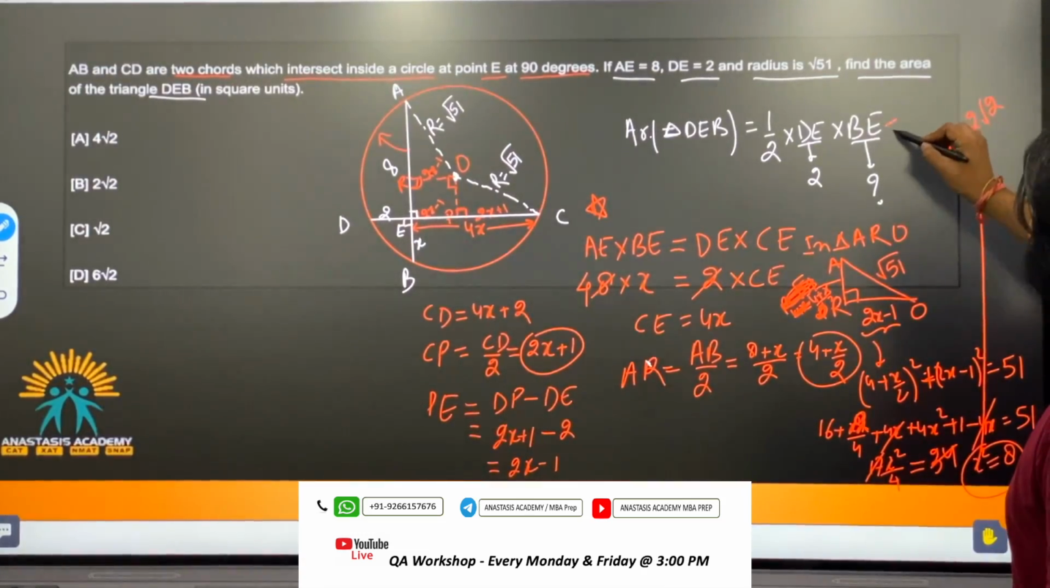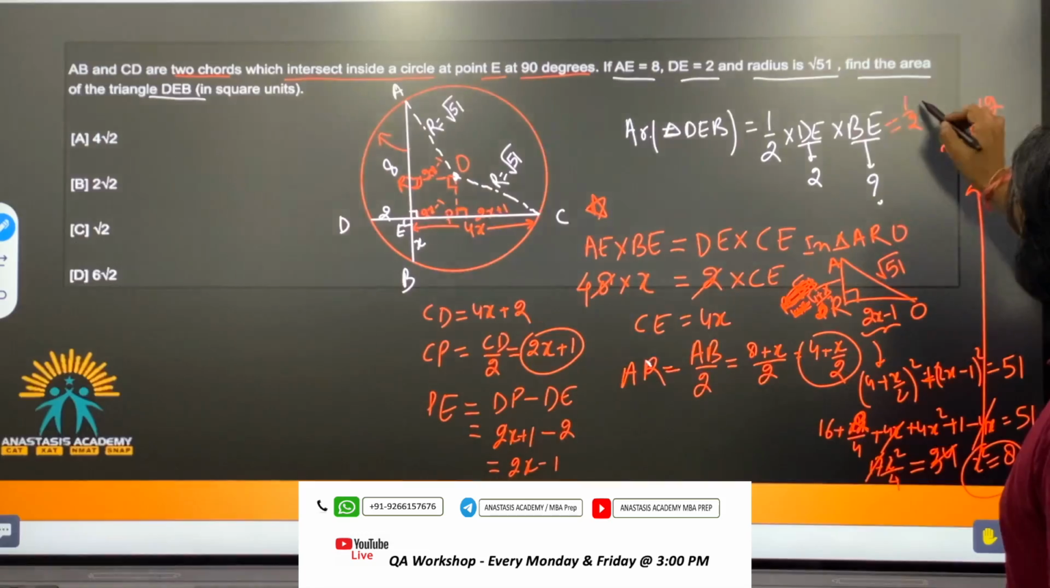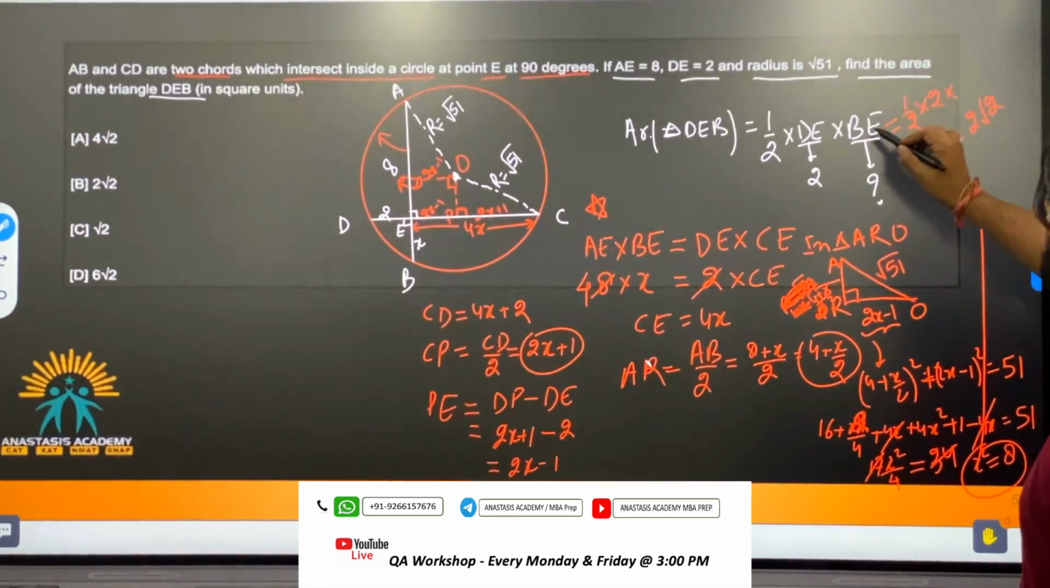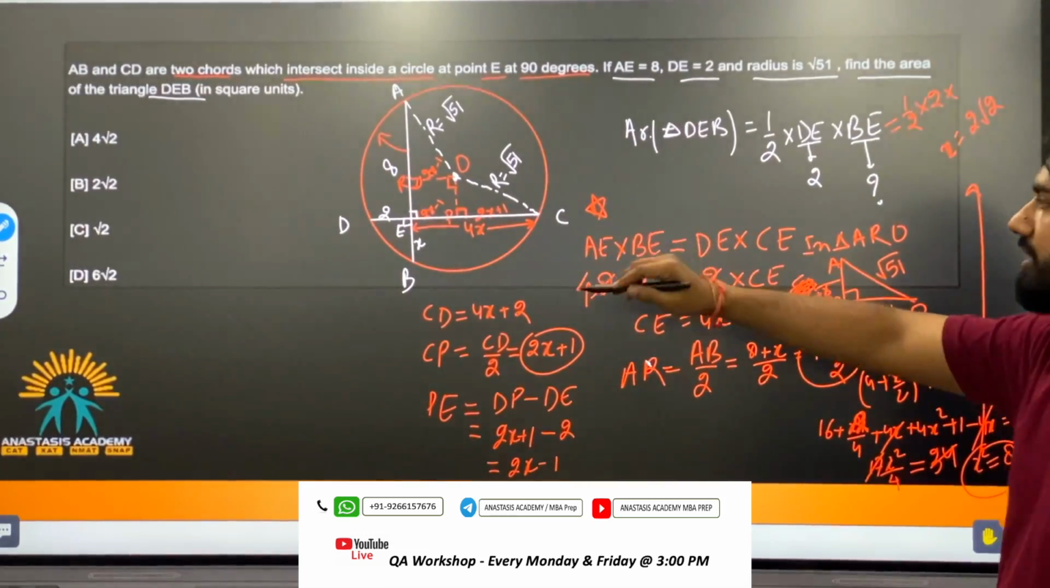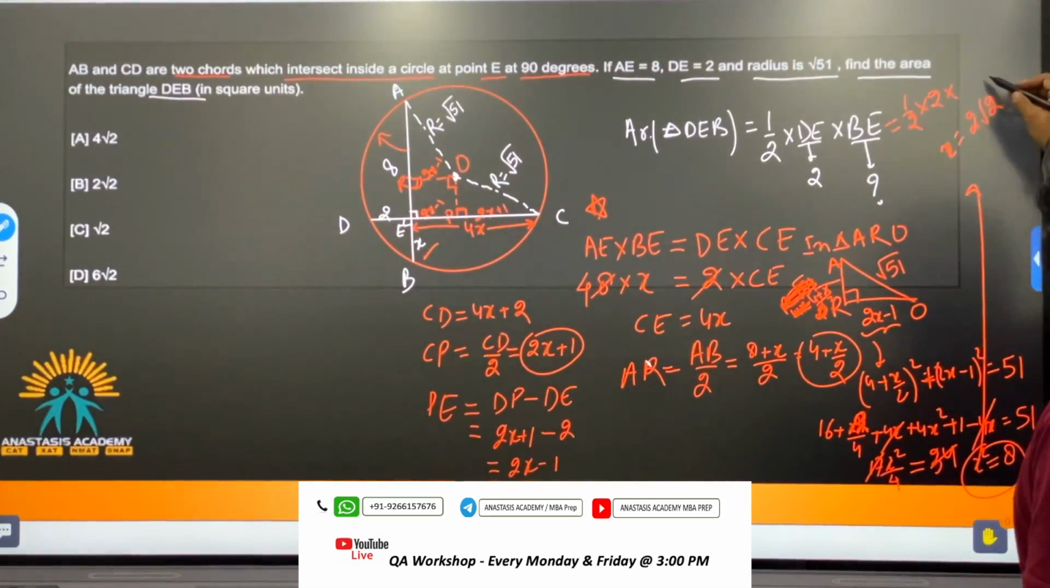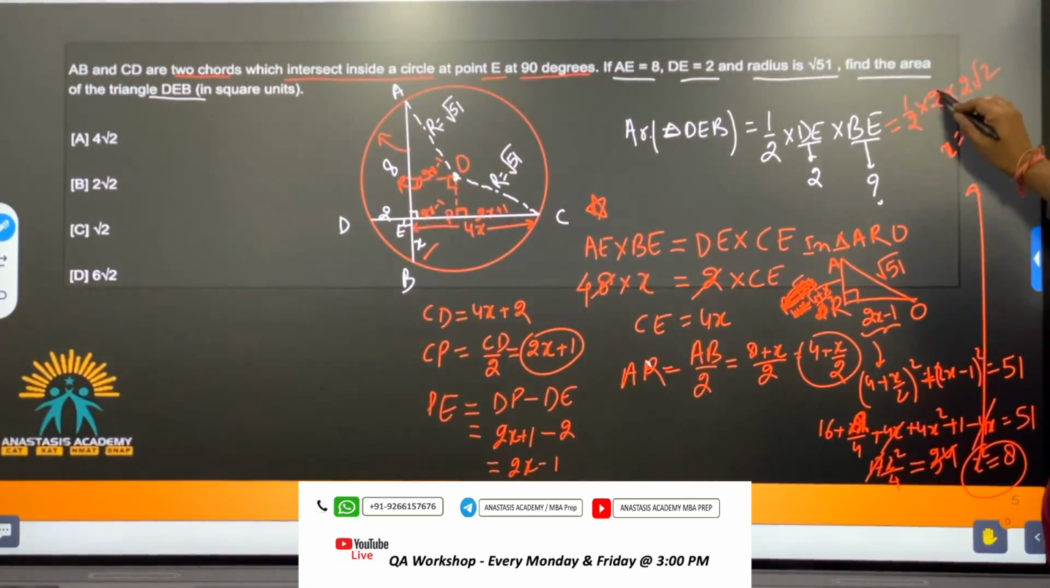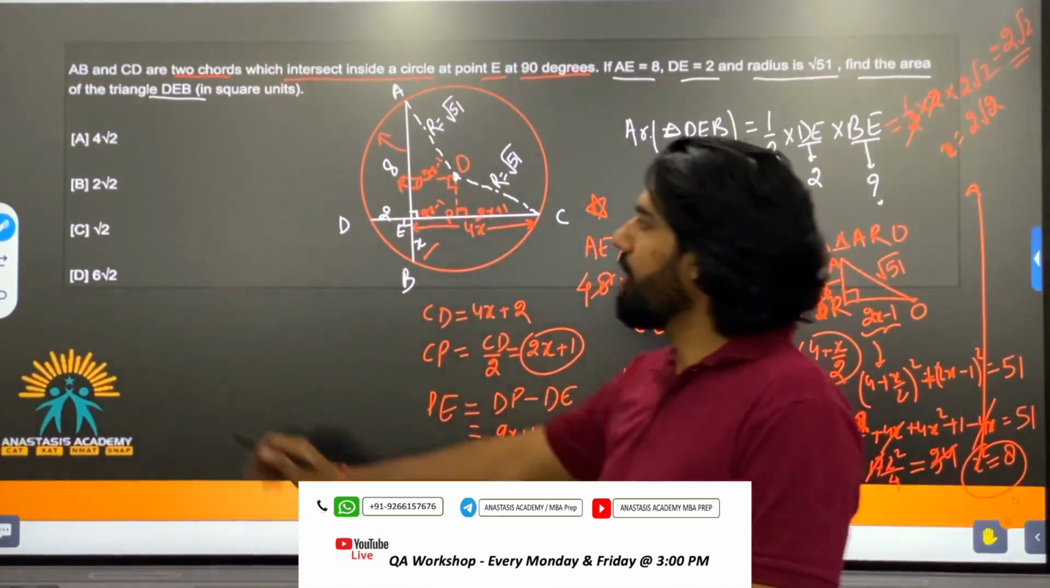Now the area of this triangle would be half into DE, which is 2, and BE, which we assumed as x, coming out to 2 root 2. So the area of this triangle becomes 2 root 2. So the correct answer to this question is option B.